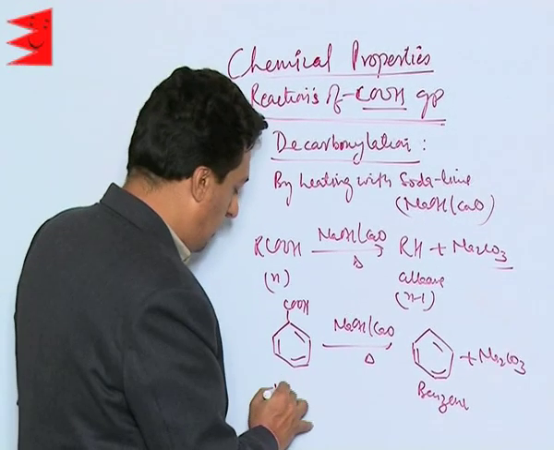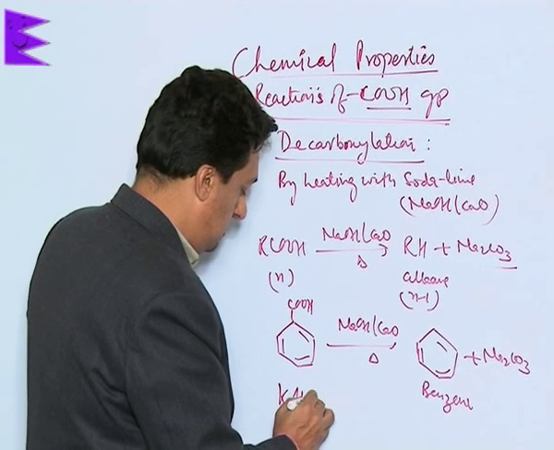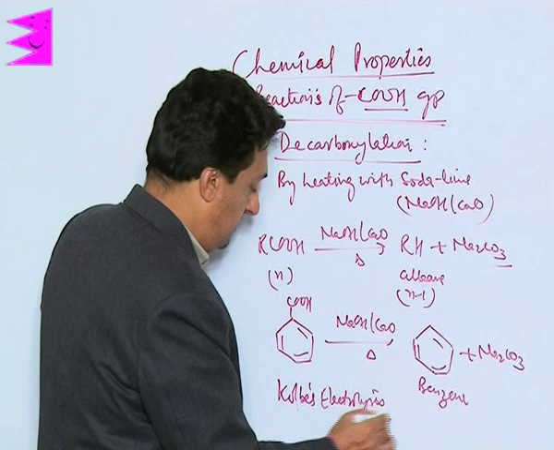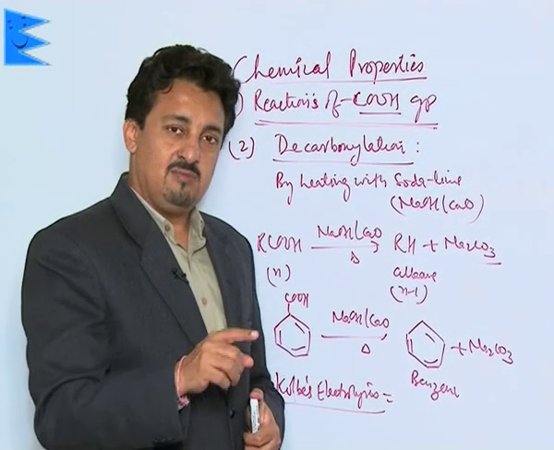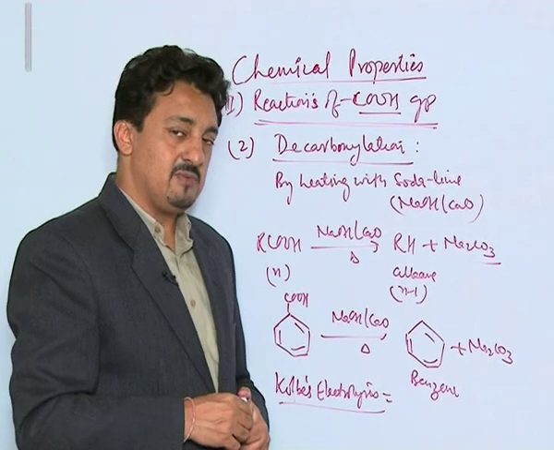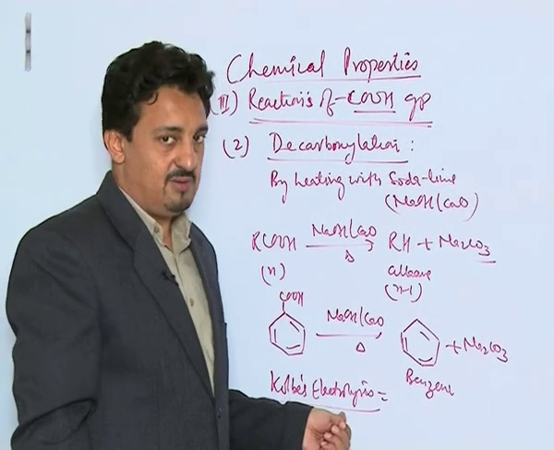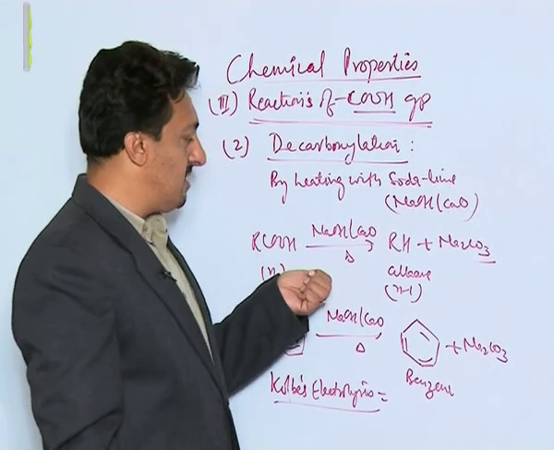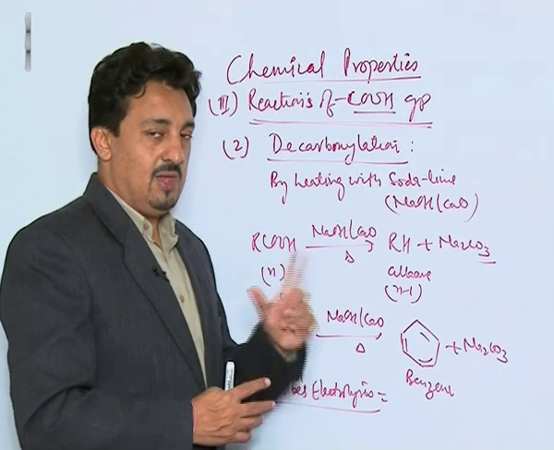I think one more reaction, if you are able to remember, we have done in class 11, which is called Kolbe electrolysis, which also gives alkane with twice of n minus 1 number of carbon atoms. It's basically the electrolysis of the sodium salt of carboxylic acid, if you remember. So that's again a decarboxylation. But this is more important and convenient because here we are losing carbon by only 1.